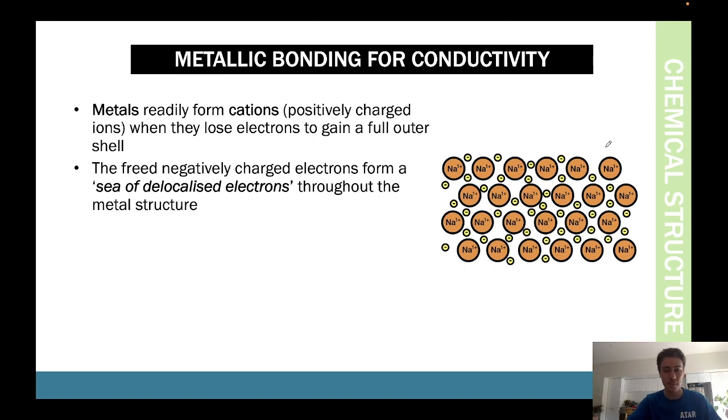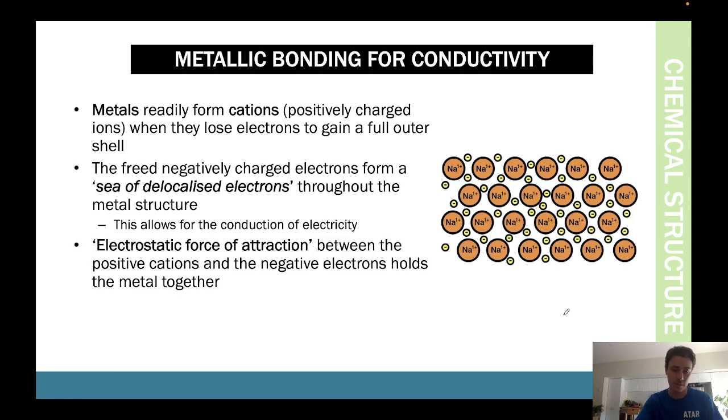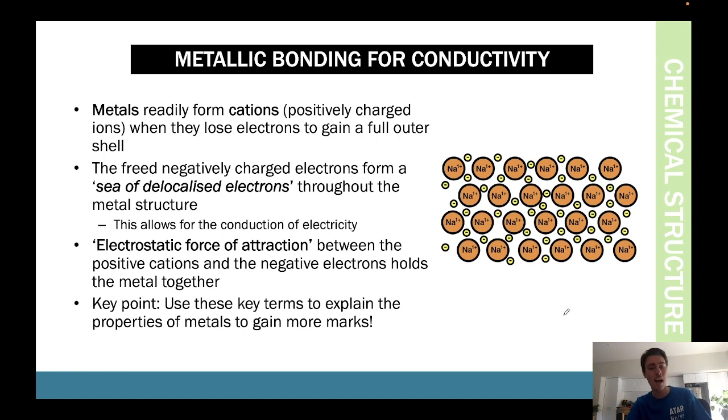Now these move throughout the metal structure. They move in between all of those individual metal ions, and this allows for the conductivity of electricity. Electrostatic forces of attraction between the positive cations and the negative electrons hold the metal together. So those electrons moving in between all those atoms keeps it together. Use these key terms to explain the properties of metal to gain more marks.